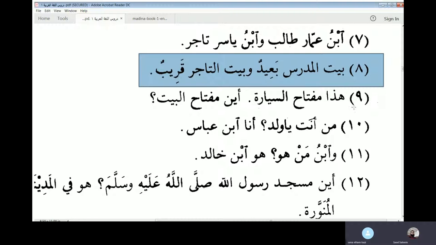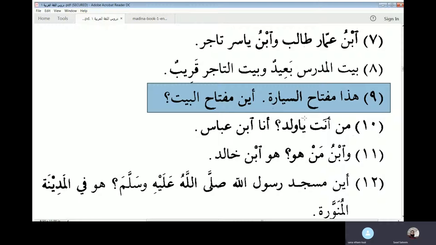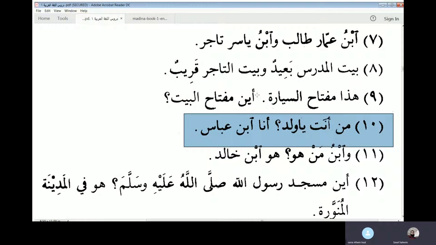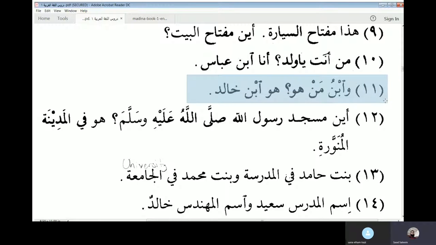Baytul Mudarrisi ba'idun wa baytul tajiri qaribun. The teacher's house is far and the merchant's house is near. Hadha miftahu sayyaratin. Aina miftahul bayt? This is the car's key. Where is the house key? Man anta ya waladu? Ana ibnu Abbasin. Who are you, boy? I am Abbas's son.